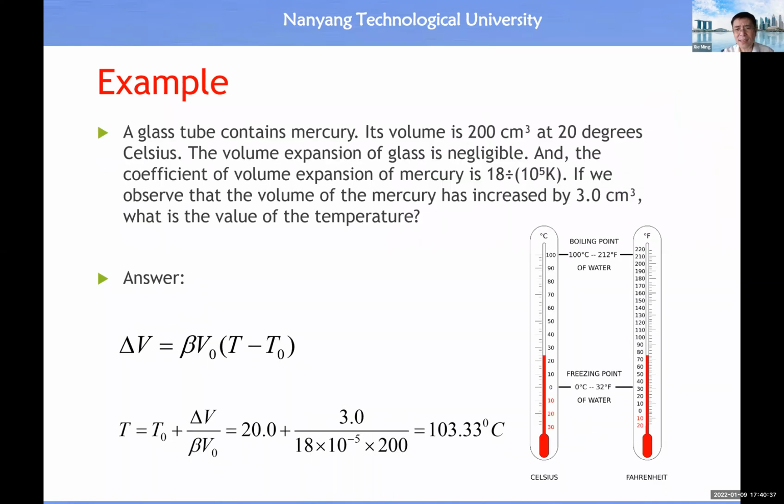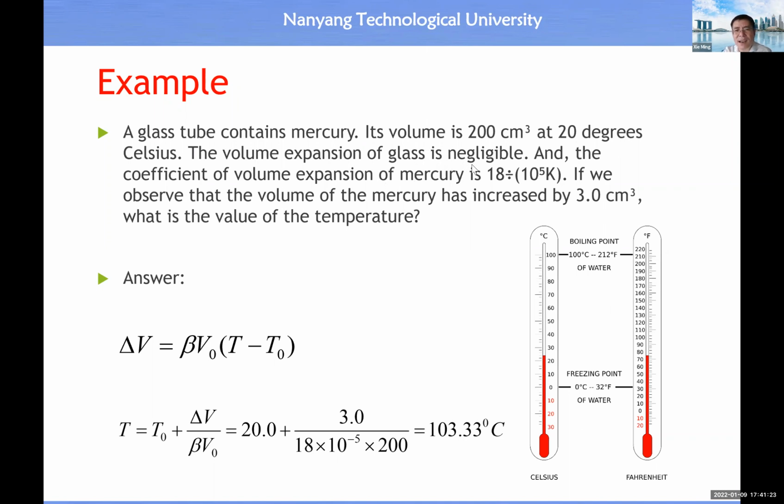All right, so here's another example. Inside this tube, we have a certain amount of mercury. Then you will see mercury can only expand in one direction. All right, so of course it can expand its volume, but this expansion of the volume will be reflected by the increase in the height inside the tube. All right, because this is a liquid, it can expand in all directions, but it can only move up inside the tube. Okay, so its volume is 200 centimeter cube at 20 degrees Celsius.